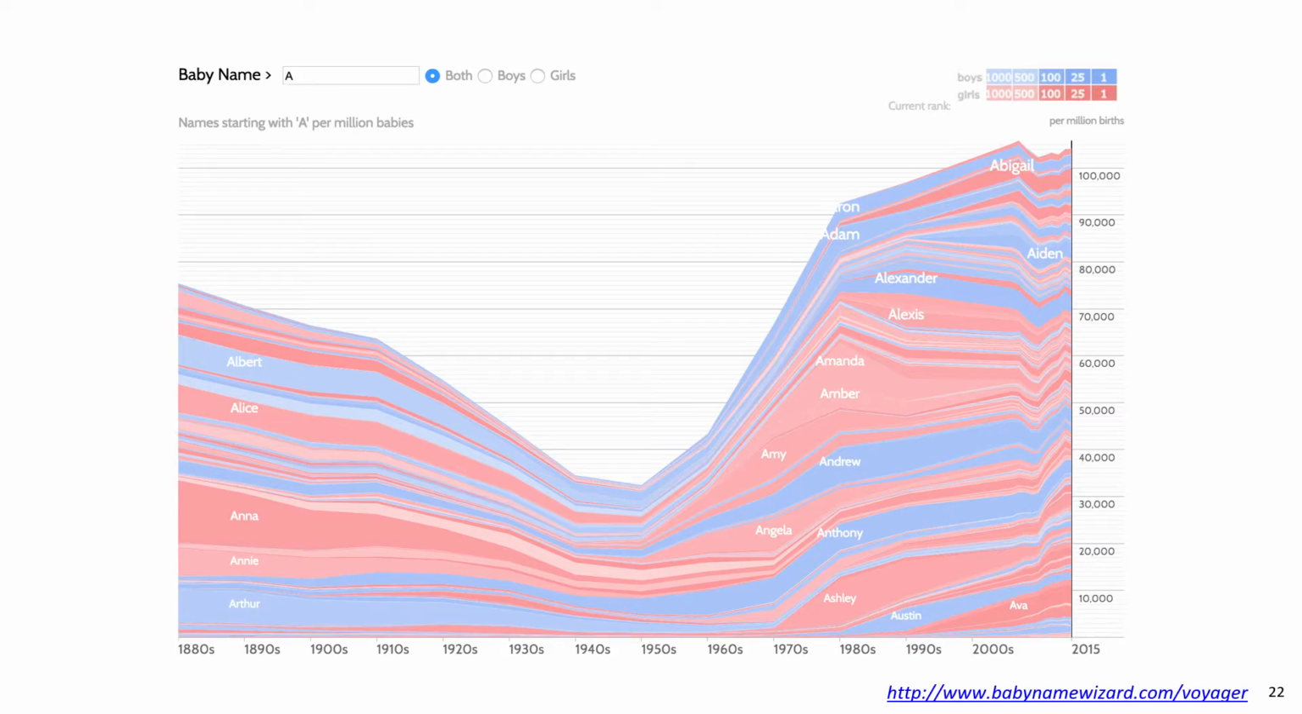It's also one of the best examples of a casual visualization I've ever seen in my life, and that's my research area. So this is all baby names from 1880 onwards in the United States, the most popular 1,000 baby names, I do believe, for boys and girls. Boys are in blue, girls are in pink.